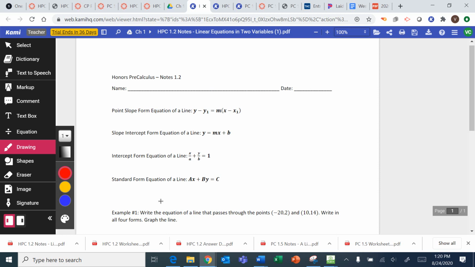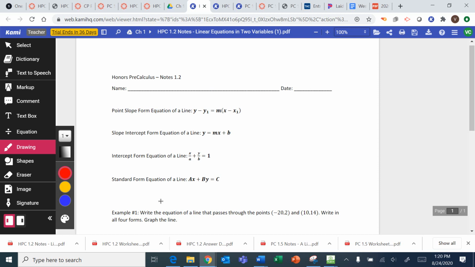Okay, so section 1-2 is going to be, for the most part, a nice review from Algebra 1 concepts. We've got 4 different forms to look at equations, and I'll just talk about each of those forms.